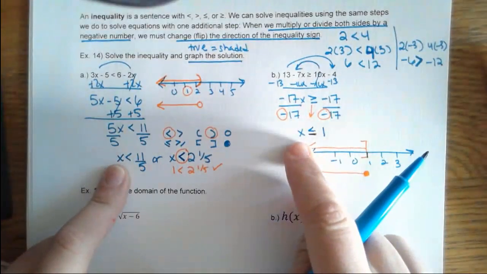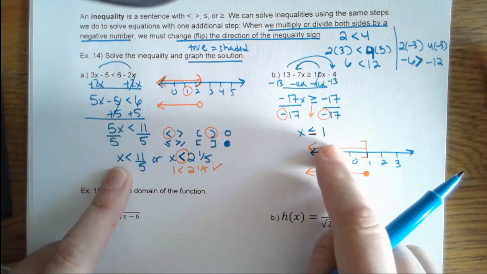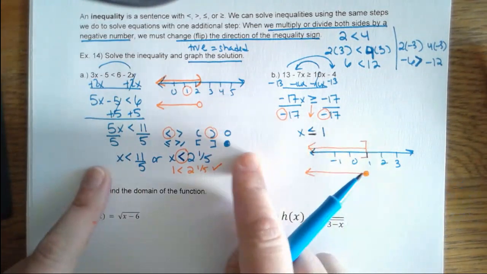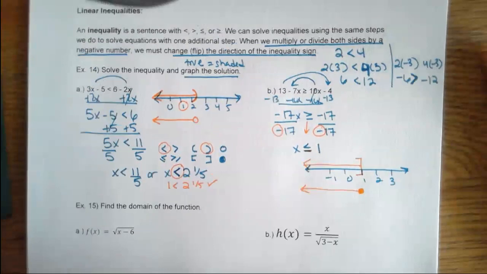When you're solving and x is on the left, the shading becomes very straightforward. It's going to basically point the direction of the inequality. If the x is on the right, though, it's a little bit harder, so just kind of take your time there, figuring out how to shade.